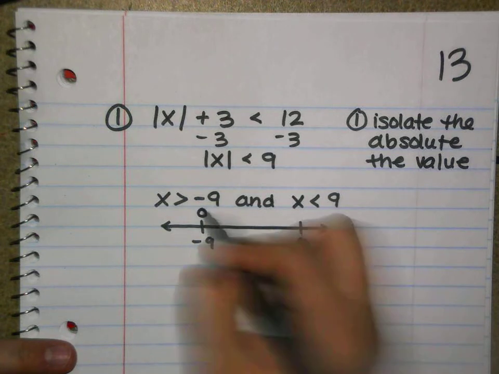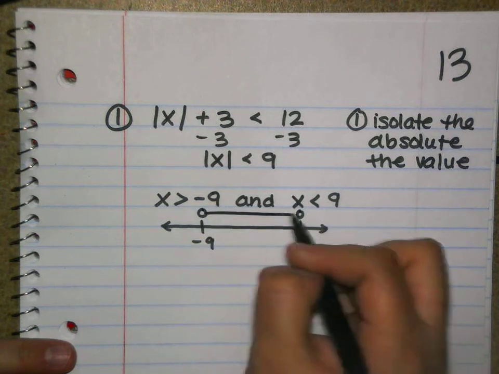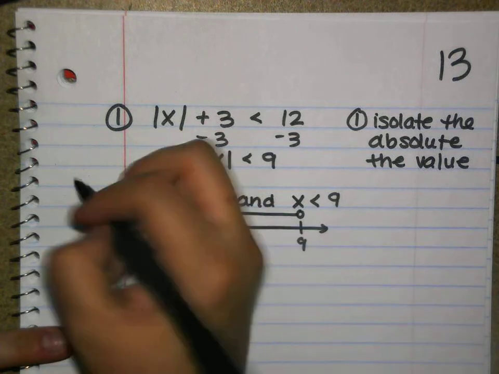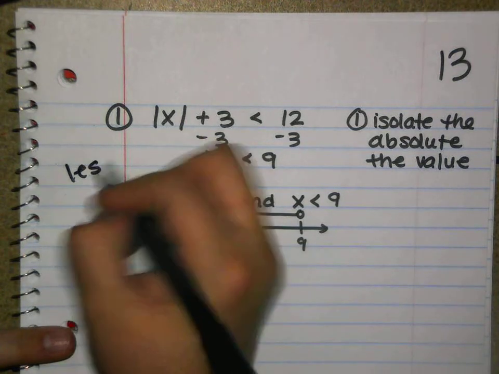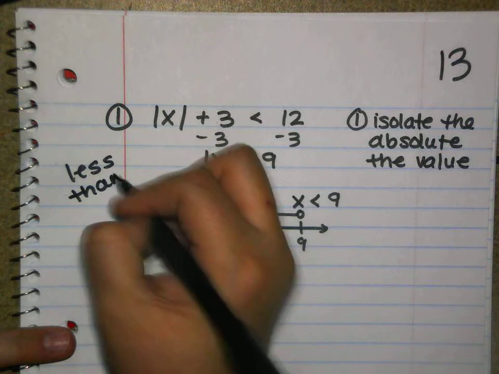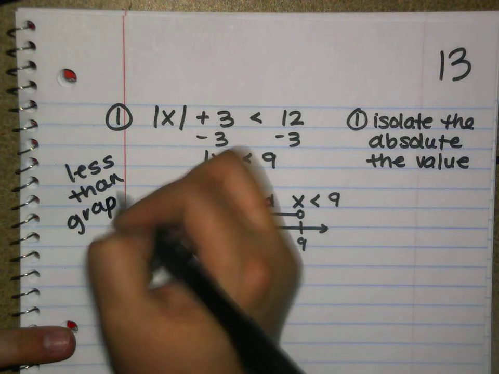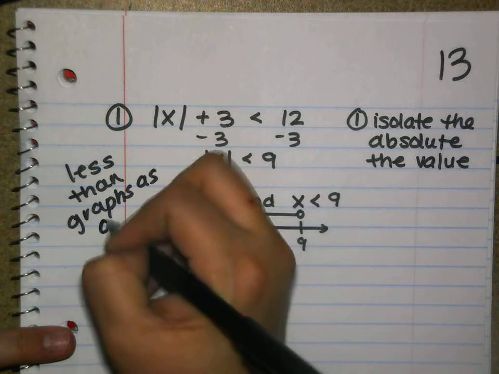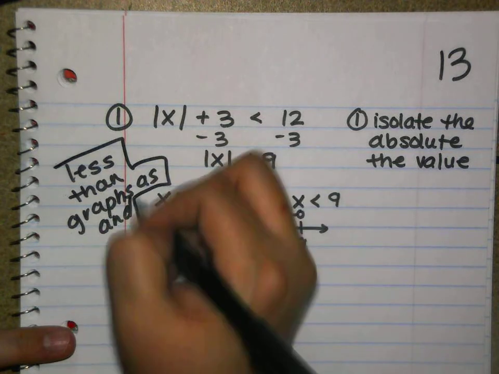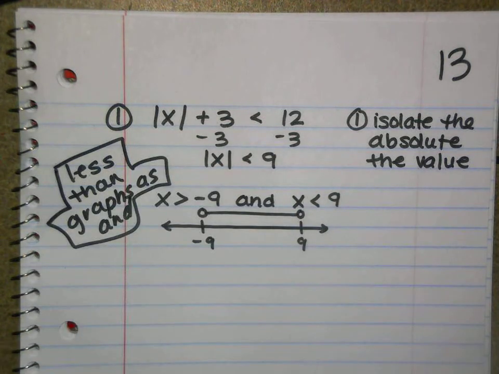Remember, less than graphs as and. Okay, less than is going to graph as and, an and situation in a compound inequality.